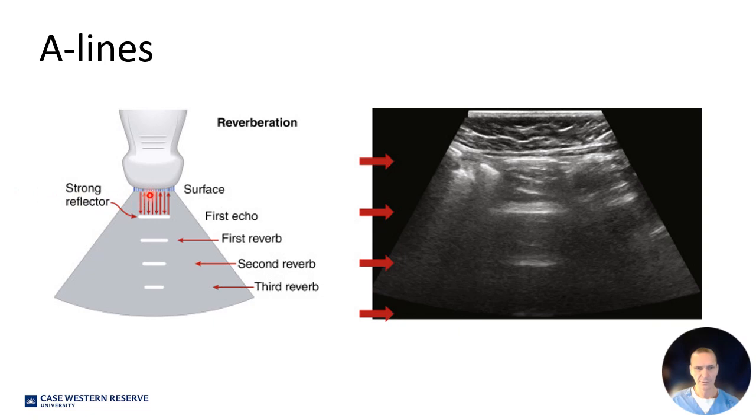And here's a nice illustration of what creates the A line. So the sound waves go back, they keep on traveling back and forth and kind of fading out over time. So you'll see that here. These are the A lines.